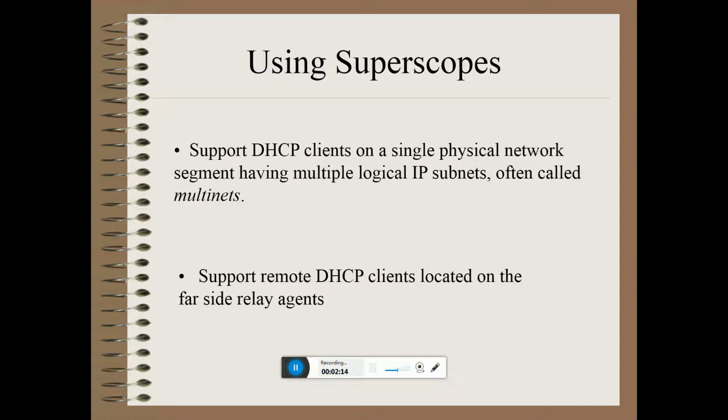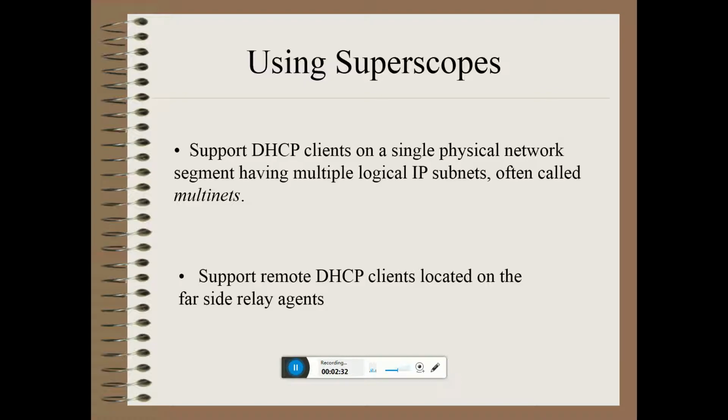This DHCP superscope mainly works on physical network segments. It works with multiple logical IP addresses. There are multiple logical IP addresses and also subnet masks. It is called multinets.